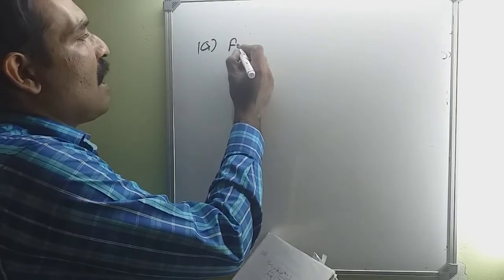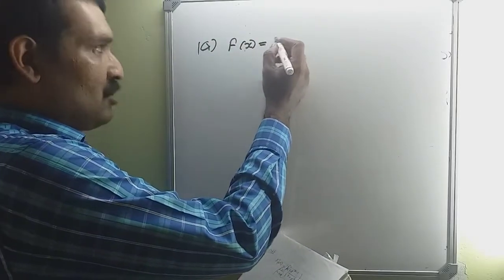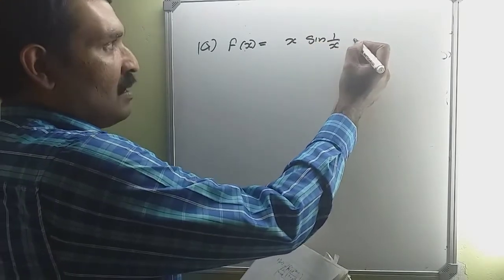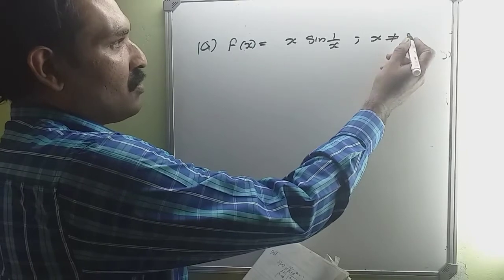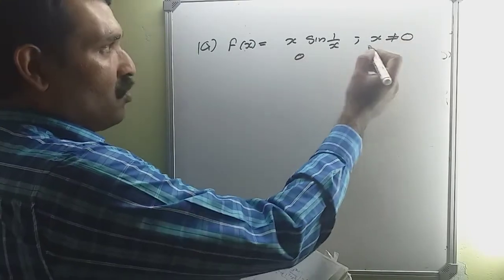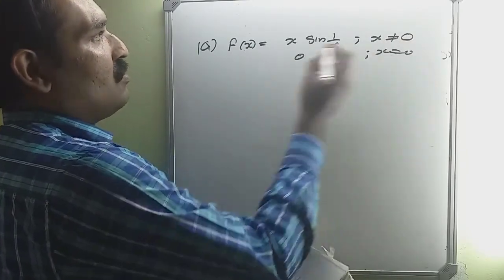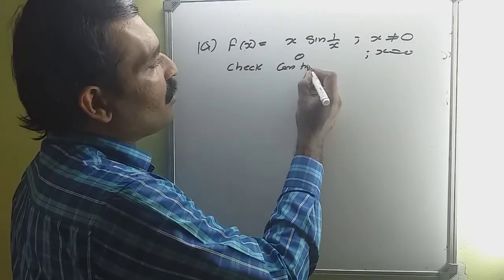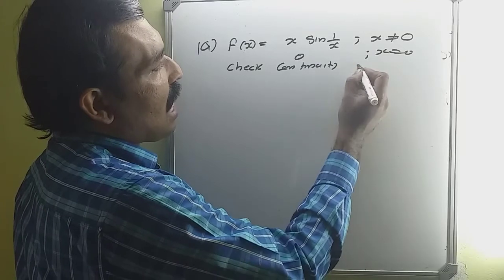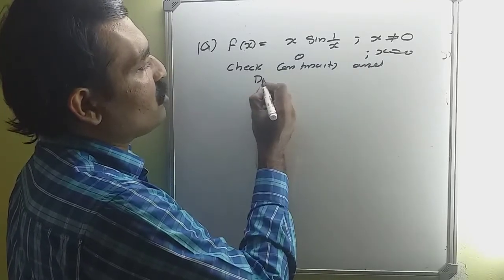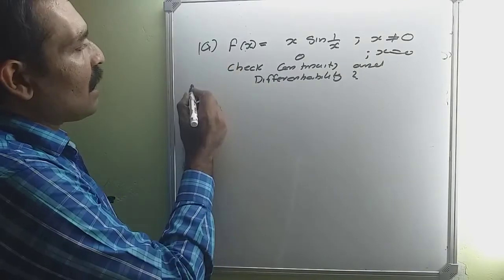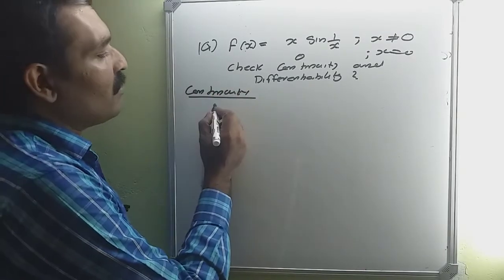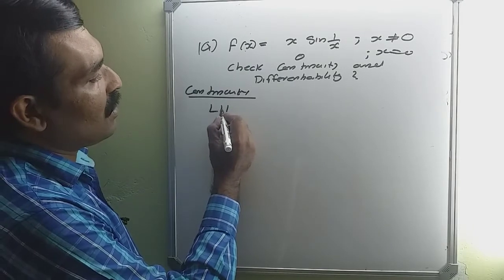F of x is equal to x sine 1 by x, if x is not equal to 0, and 0 if x is equal to 0. Check continuity and differentiability. Checking continuity, find left hand limit and right hand limit.